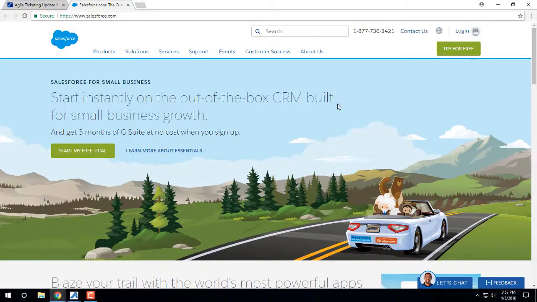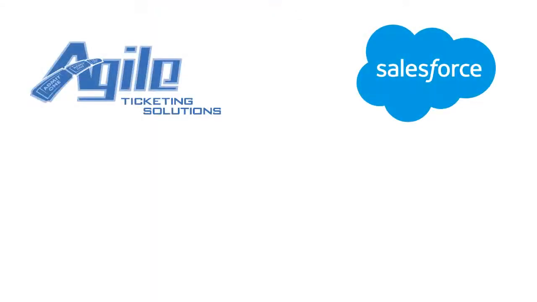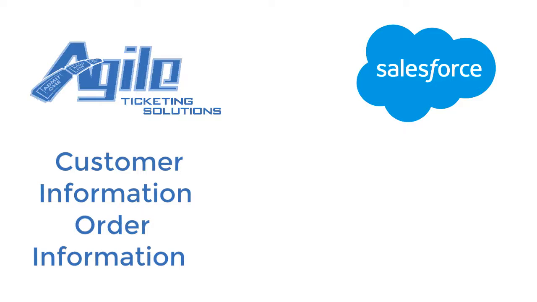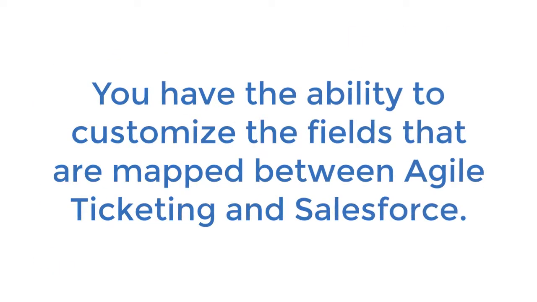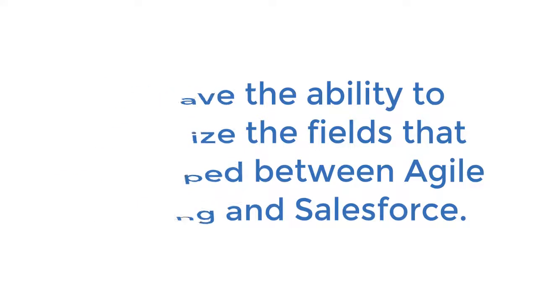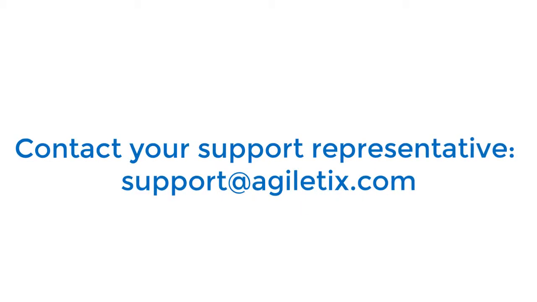Salesforce is a customer relationship management solution that many organizations use. The great thing that this integration allows is the ability for customer information and order information to flow over into contact and opportunity records in Salesforce. You have the ability to customize the fields of what is mapped between Agile Ticketing and Salesforce, so that way the data will flow over into the fields that are most useful for you. Our support team is ready to help you set up your Salesforce integration whenever you're ready. Just let us know how we can help you with that.